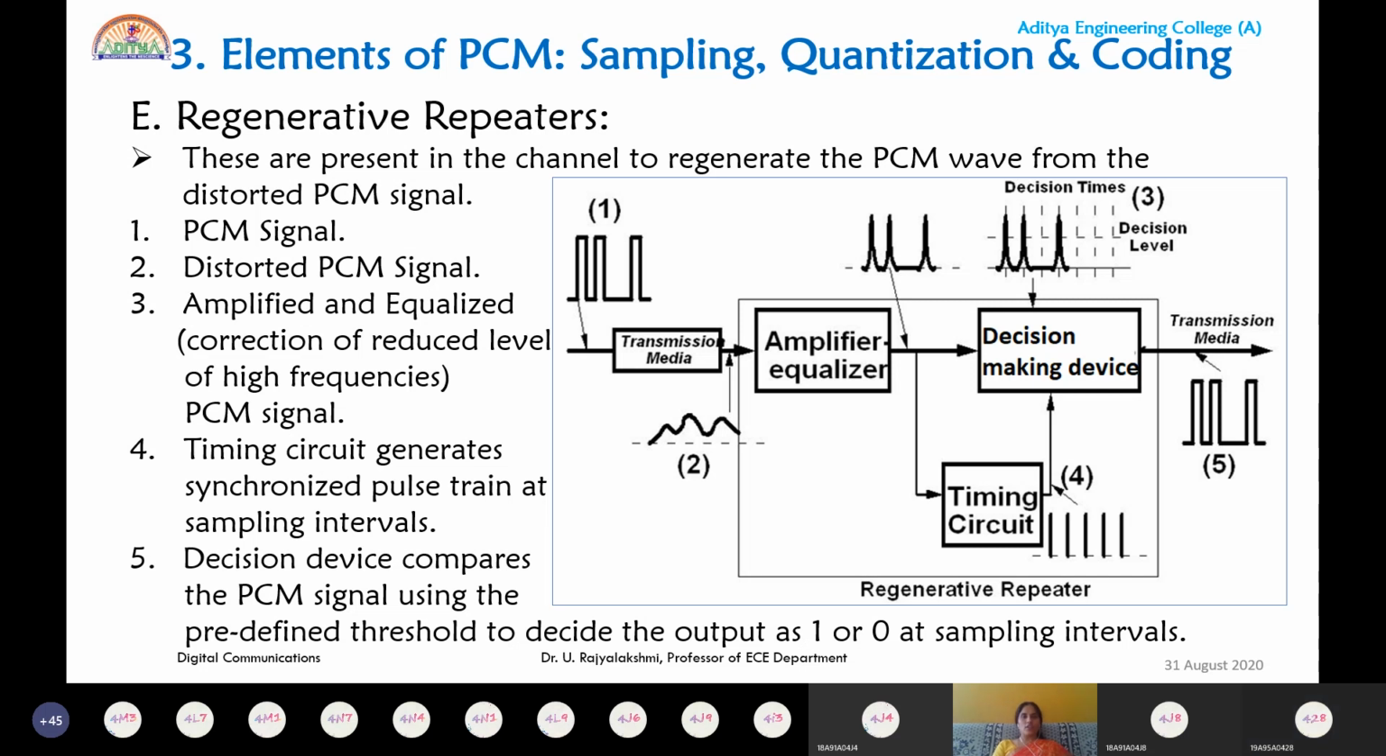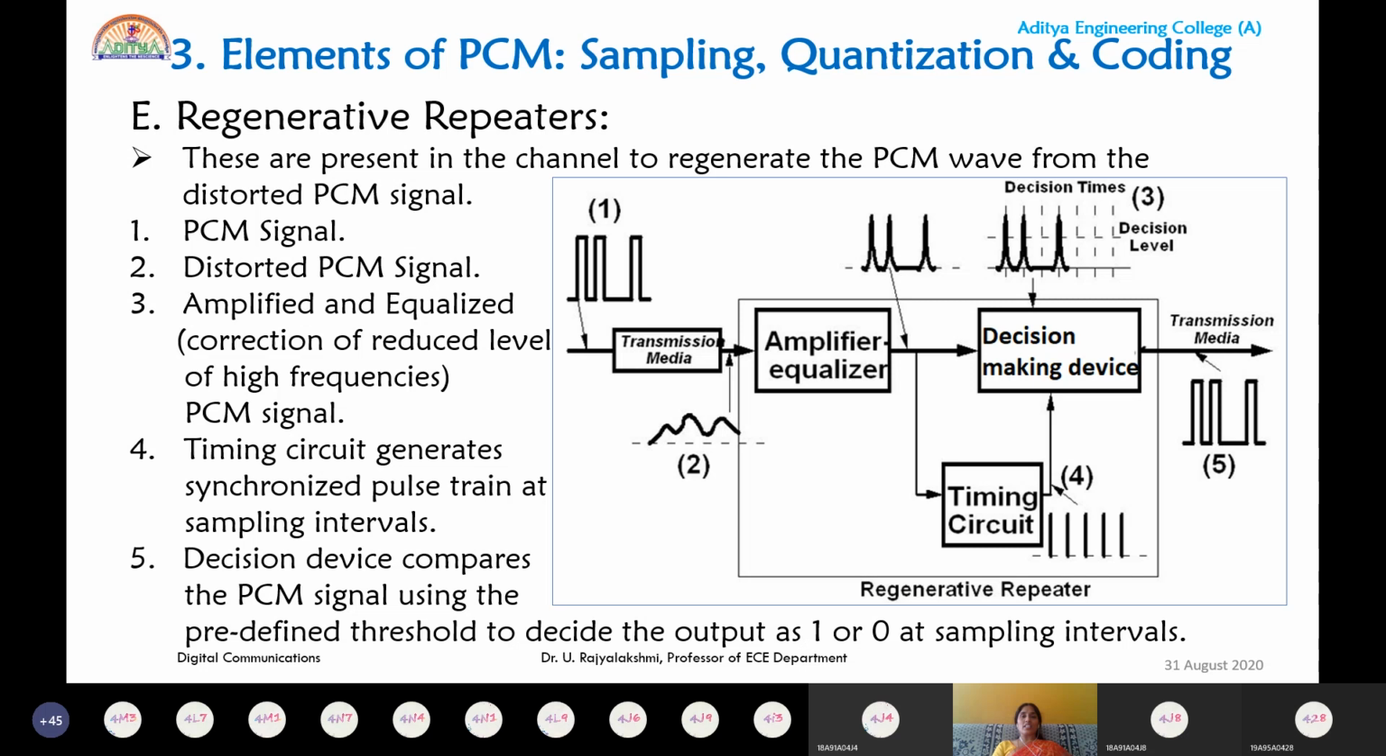No problem. So this repeater regenerates the original PCM component from the distorted signal. Let us see how it regenerates. What is the input to the repeater? The repeater input is encoded data, distorted encoded data, because once the encoded data is fed to the channel, the signal may get distorted. That distorted PCM is collected by the repeater present somewhere in the channel.